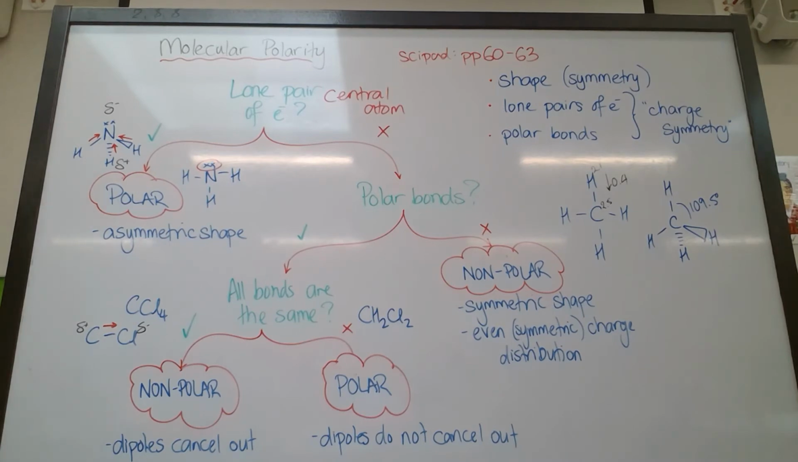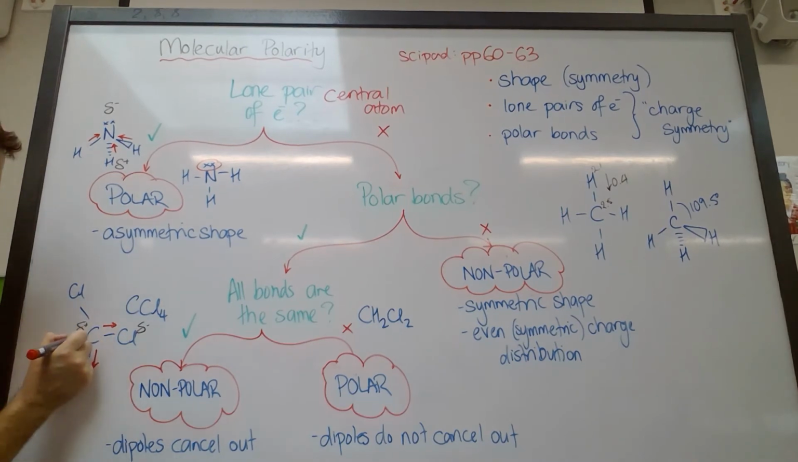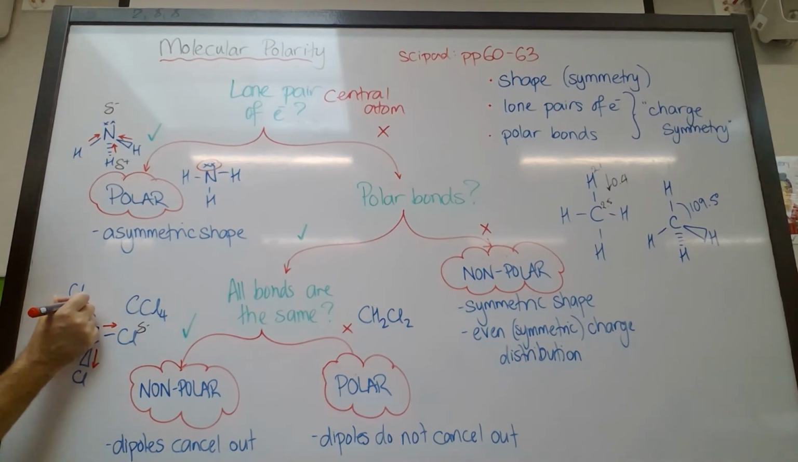But when I put all of the other chlorines in here, they all pull the same amount. And so the net, again, for those that like their physics, the sum of these 4 vectors is going to be 0. They all add up to being nothing again. So therefore, the dipoles have cancelled each other out in 3-dimensional space.